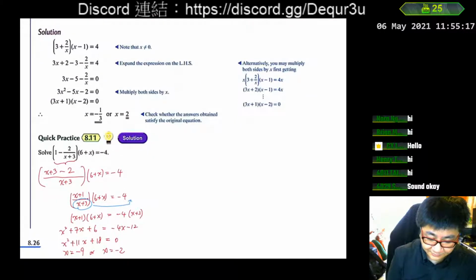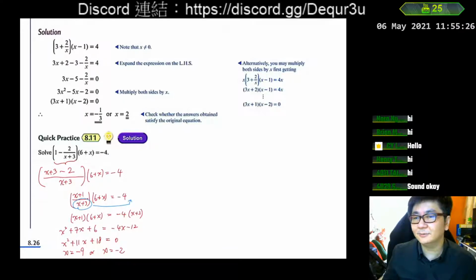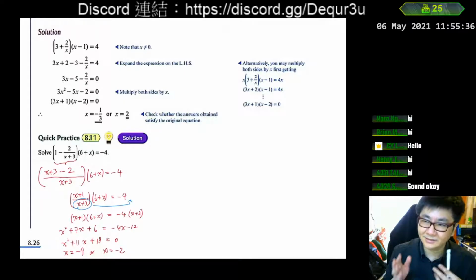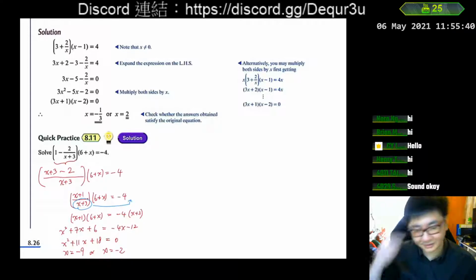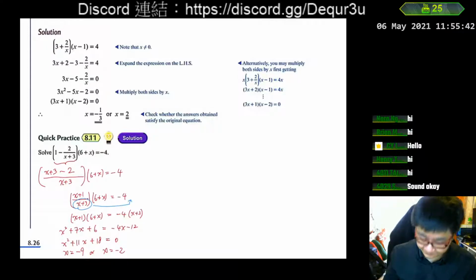Also same for the quick practice. When we do a 1 minus something, we always try to make same denominator. And then only after we make the same denominator, we can then remove the denominator. Because usually when we do solving, the denominator is of trouble. And so making same denominator lets us remove it. And then after removing it, we can solve it more easily.